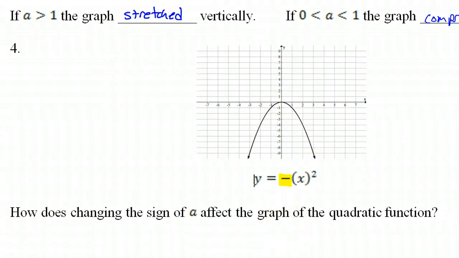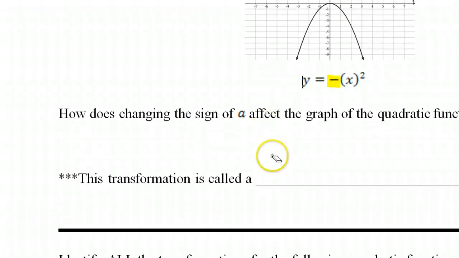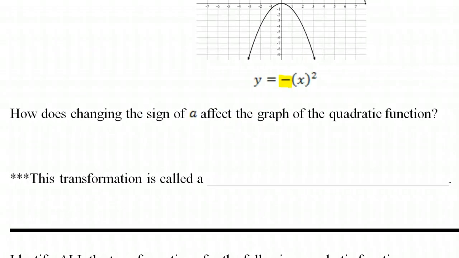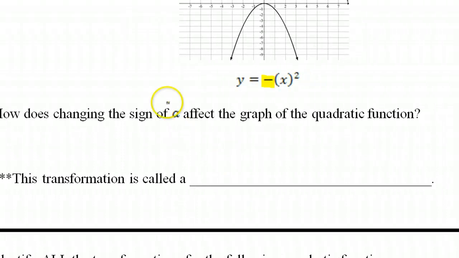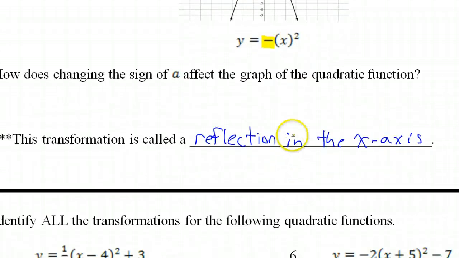Okay, let's see. I guess that's all there was to that. This transformation is called a reflection in the x-axis. So that's what changing the sign does.